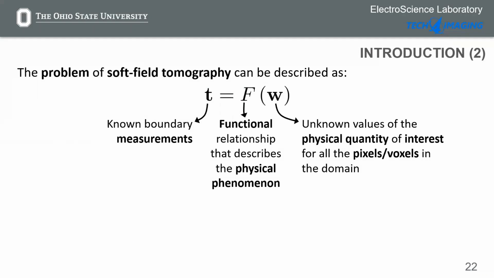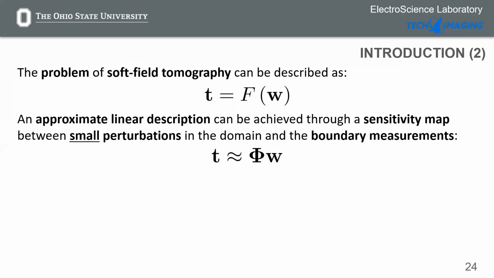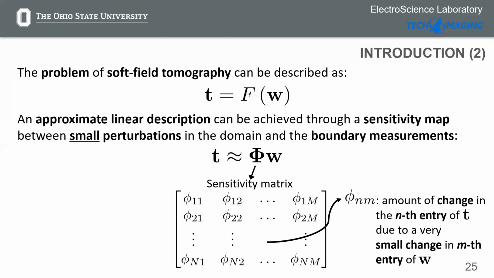We have a set of known boundary measurements, which we call T. And we have a set of unknown physical quantities that we call W. And we have a functional relationship between the two that we call F. Now, if the variability of the quantities in W is small, we can effectively achieve a linear approximation through the use of a sensitivity matrix, which we call phi here, that basically measures the amount of change in the quantities in T due to small changes in the quantities in W.